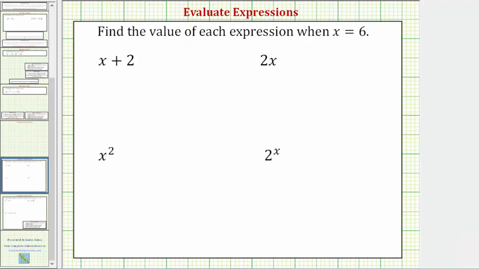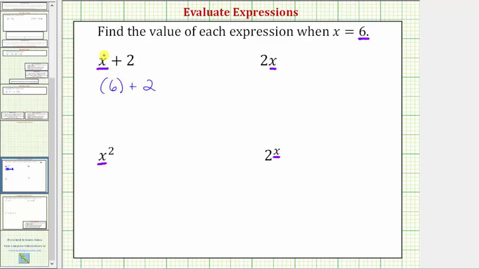We want to find the value of each expression when x equals 6. To do this, we'll substitute 6 for x in each expression and then evaluate each expression. So the first expression is x plus 2. So if x equals 6, we would have the expression 6 plus 2.